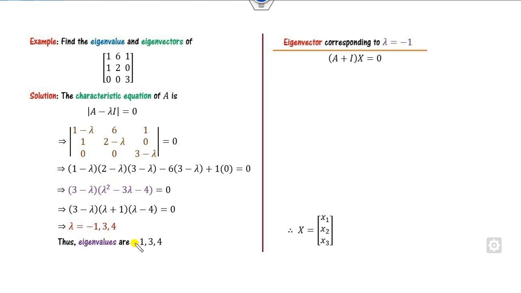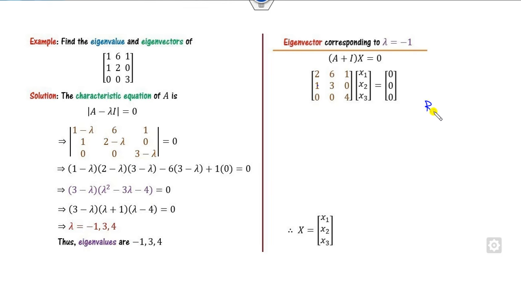Now, since there are three different eigenvalues, we can find three different eigenvectors. The first one is corresponding to minus 1. So I can substitute here minus 1. So what is the answer of this? It is plus 2 and so on. Now how can you make them 0?